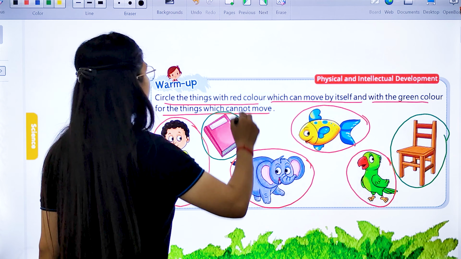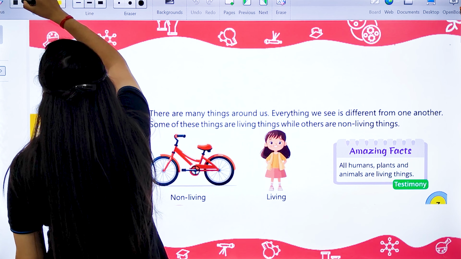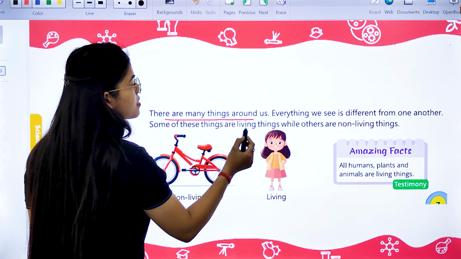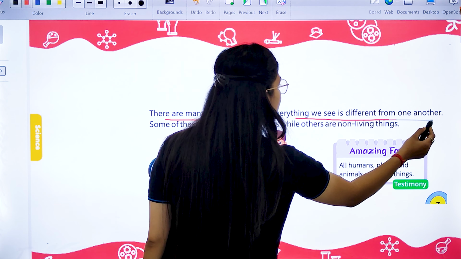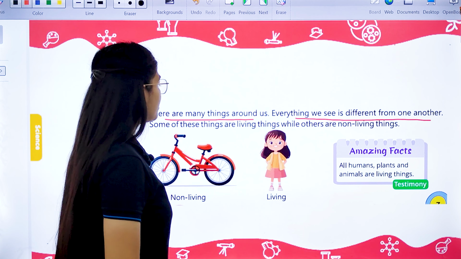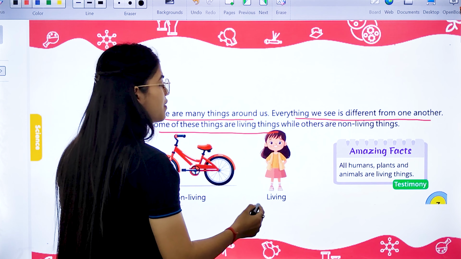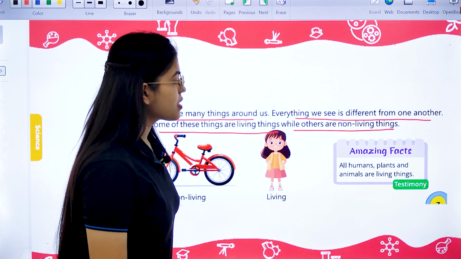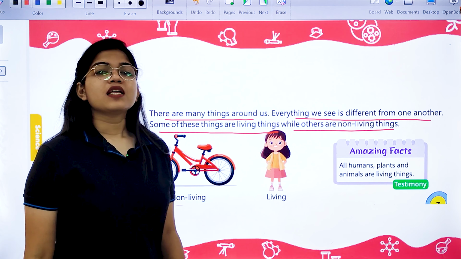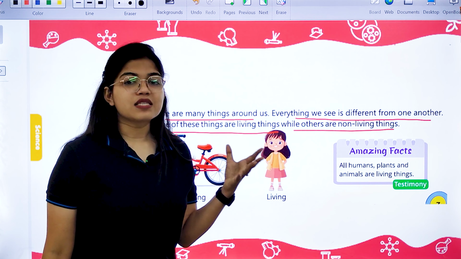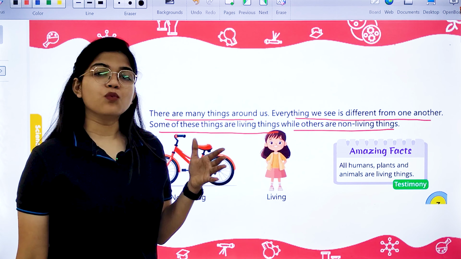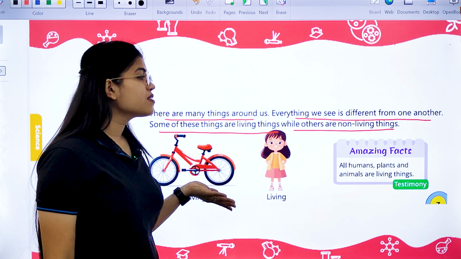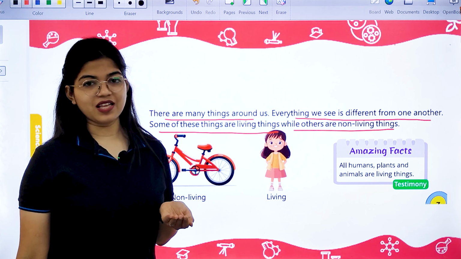Now, let's start the chapter. See, there are many things around us. Everything we see is different from one another. Some of these things are living things while others are non-living things. The same which I told you, that everything around us is different from each other in one way or another. There are some living things while others are non-living things.